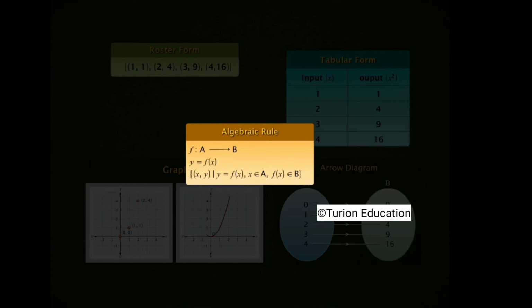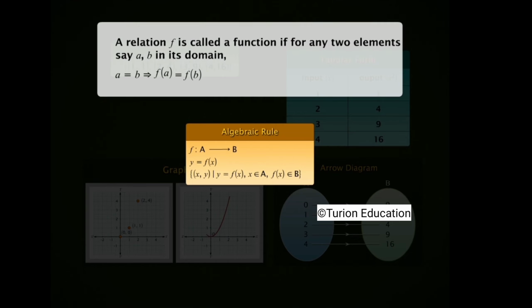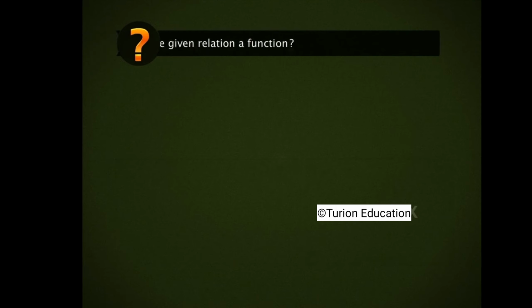For a relation expressed using an algebraic rule to be a function, two distinct values of x substituted into it must generate distinct function values. That is, if a and b are any two values in the domain of a function, then a equal to b implies f of a equals f of b. Let's examine this using the examples.